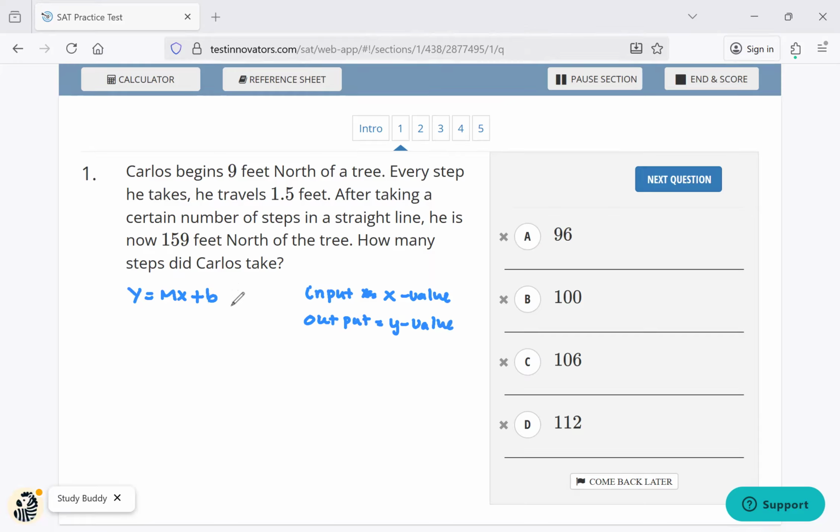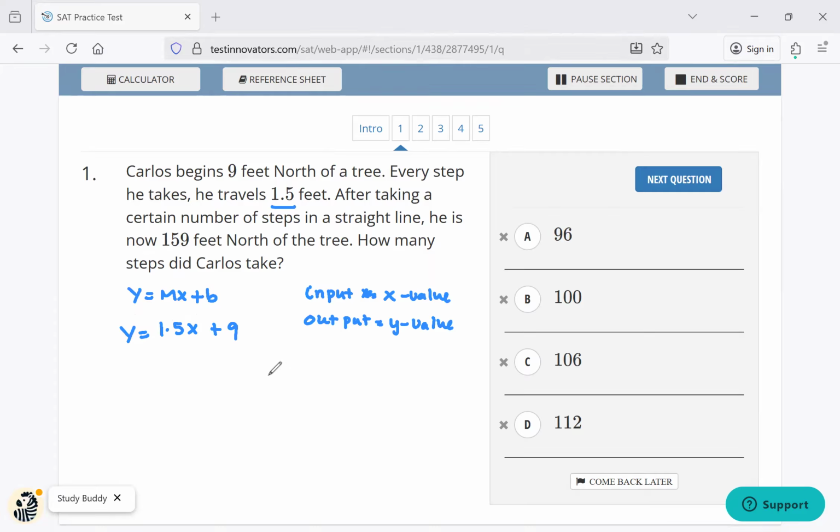What do you think? Carlos begins at 9 feet and every step he takes, he travels 1.5 feet. So I think the 1.5 is the slope because it's like the unknown value. And I believe that 9 is the b because it's your starting point, the given point, right? So it's going to be y equals 1.5x plus 9.